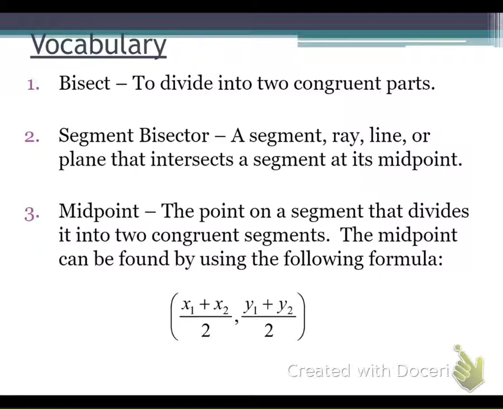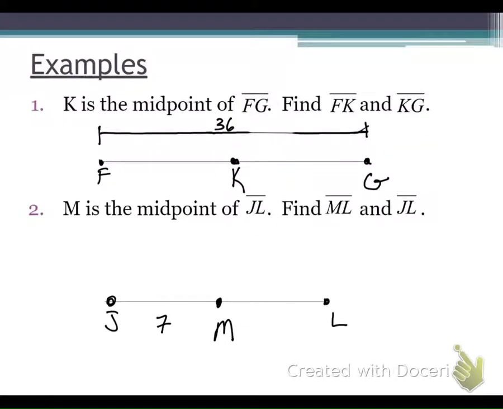And the midpoint can be found using this formula. Looks a lot like our bell ringer formula. x1 plus x2 divided by 2, y1 plus y2 divided by 2 lets us find that midpoint. K is our midpoint. If it is our midpoint, what do we know about this segment here, FK and KG? That they are? They're going to be the same.